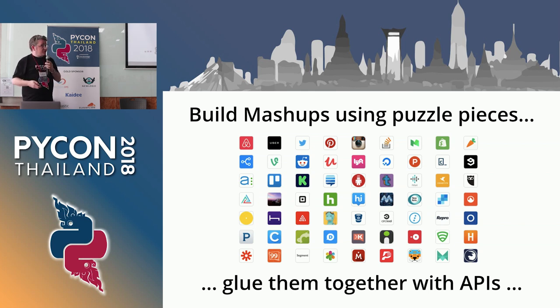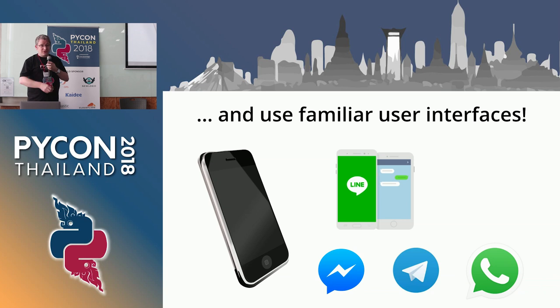So my proposal is to say, you have so many puzzle pieces out there. You have so many services. You've seen talks in this conference about PyTorch, about all kinds of smart services, cognitive, big data, language processing, right? What we've seen here is an example of just this. So why don't you just pick your Lego pieces that do the job that you want to do? You glue them together with APIs, and you just use the user interfaces that people know, that people have installed in their phone already. So they don't necessarily have to install yet another app for this, right?